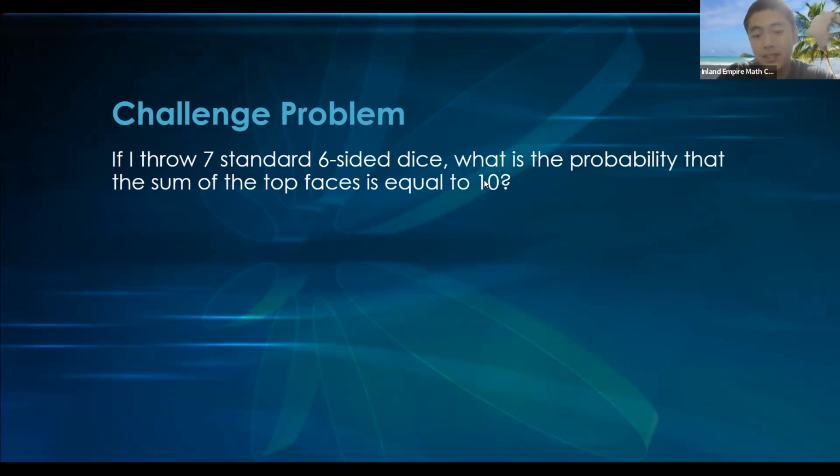So again, this is just basic probability, right? It's just successful over total outcomes, isn't it? So again, it's just successful over total outcomes, right?